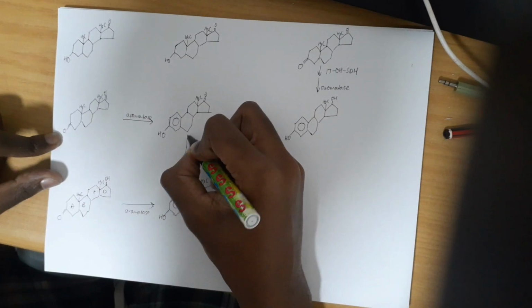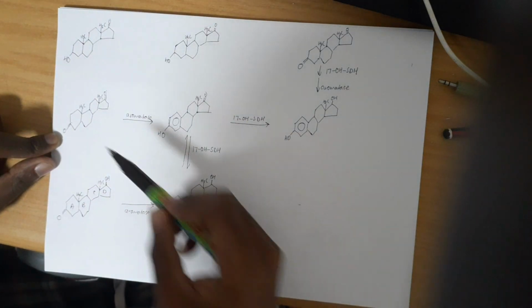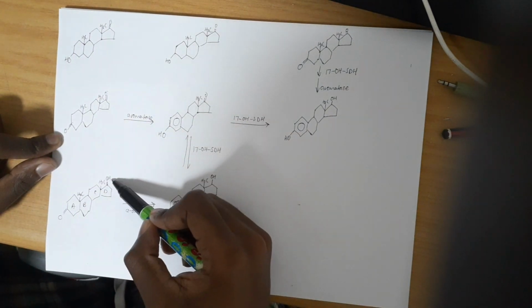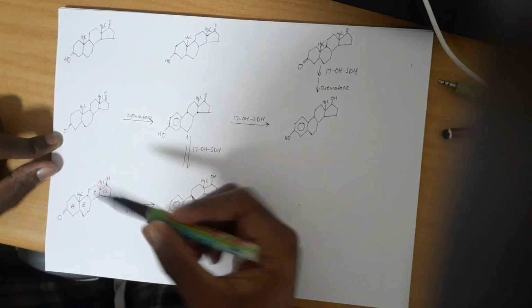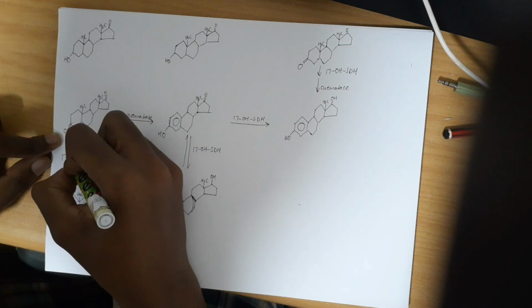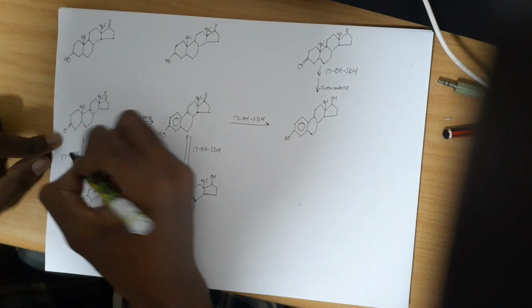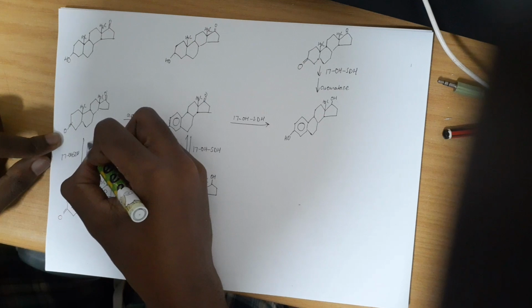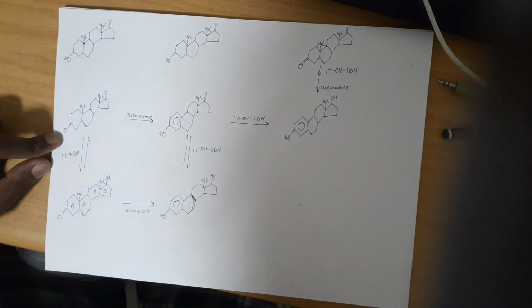And these ones are interchangeable, right? Where else? Here we have double bonded oxygen changing to an OH. So it means that we're going to have 17 beta-OH SDH involved as well. This one is also interchangeable, right?